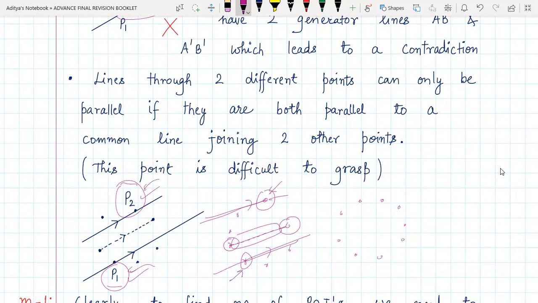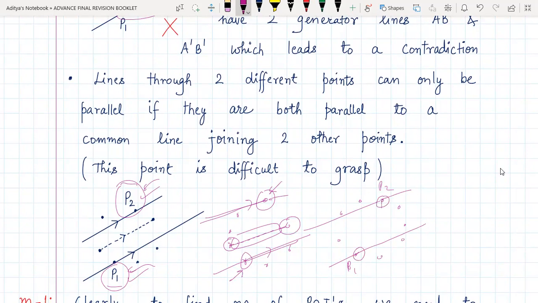How to prove that it cannot be the case? Let me tell you. So let us say this is the point P1 and this is the point P2, and let us assume these are two parallel lines. Now let us assume to the contrary that the generator line can pass through one of these points, P1 or P2. Let us say it passes through P2.